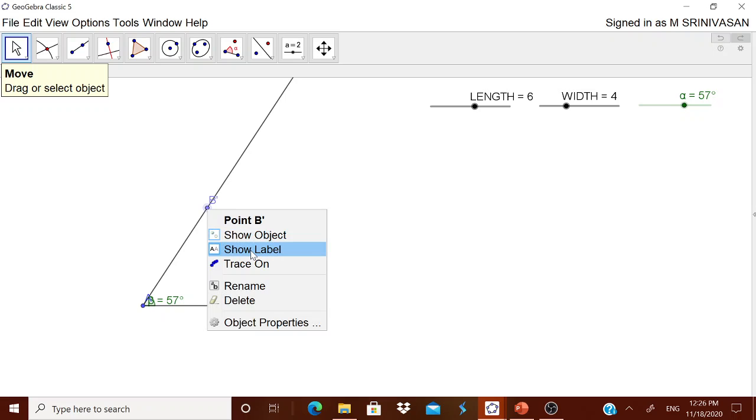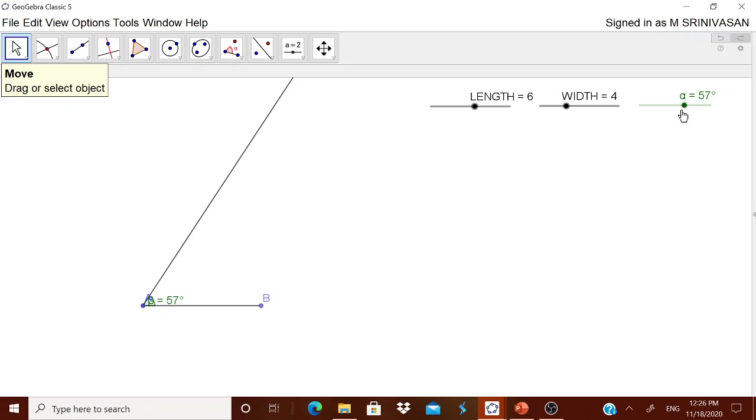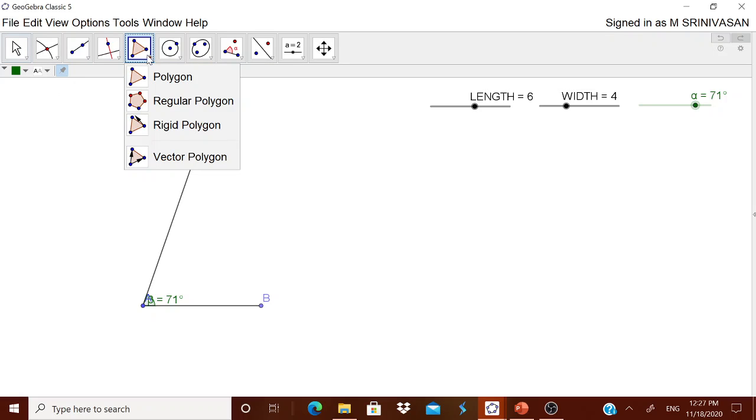Let me remove this. Now suppose you want more than 180, you can have it. But as I told you earlier, we are having a parallelogram, so that is enough. Therefore, I have fixed it at that one. Now we have to go for this angle B.